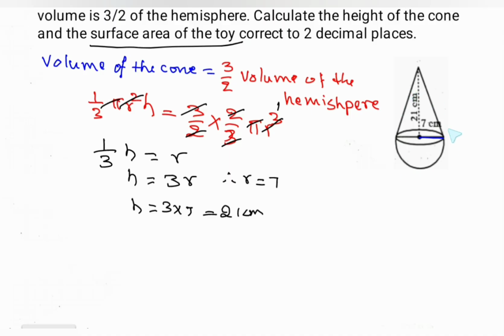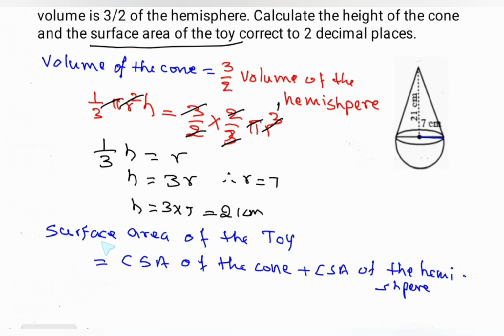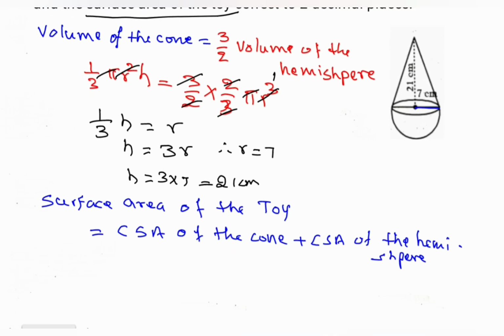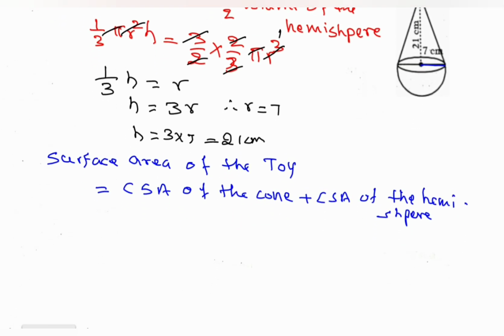The surface area of the toy is the curved surface area of the cone plus the curved surface area of the hemisphere. The curved surface area of the cone is pi r L. We need to find that.